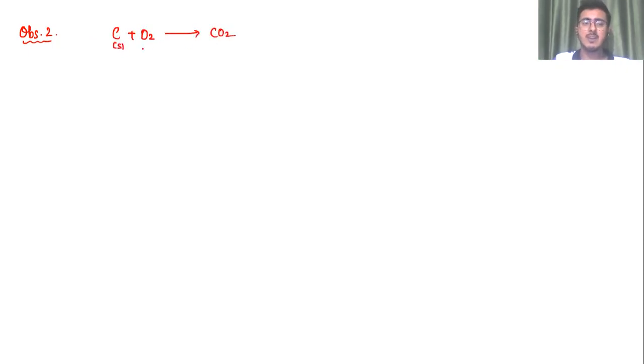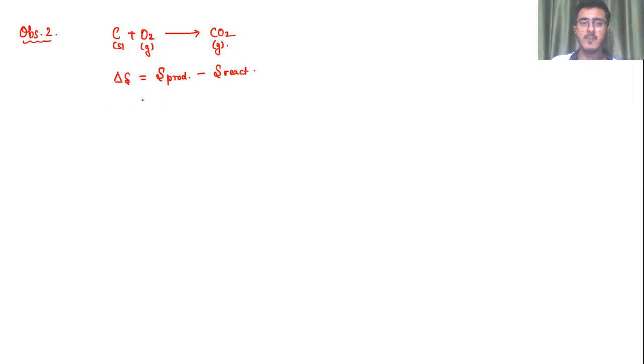Your carbon is in the solid state, oxygen is in the gaseous state, and carbon dioxide is also in the gaseous phase. Now, if I calculate the change in the entropy of the reaction, this is nothing but the entropy of your products minus the entropy of your reactants.